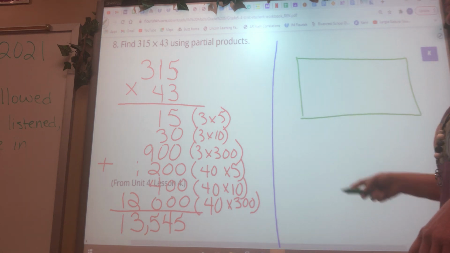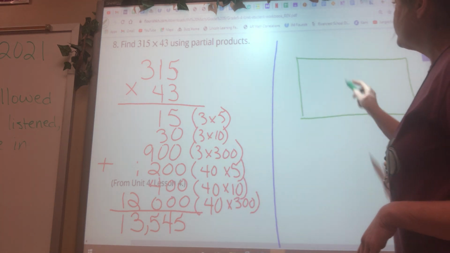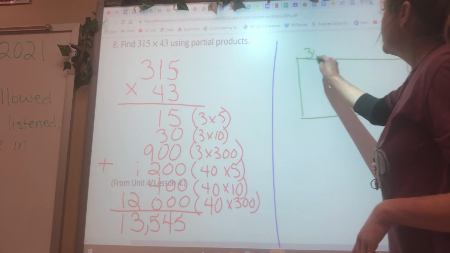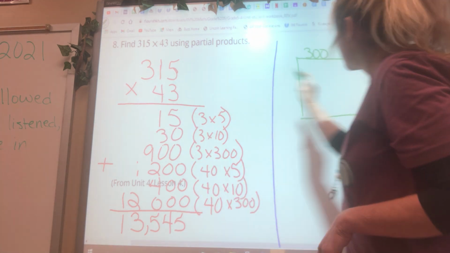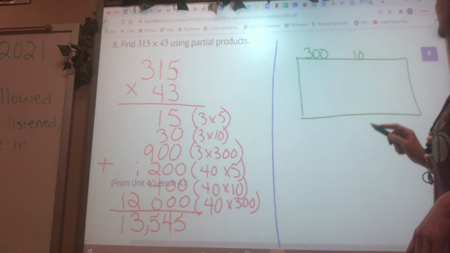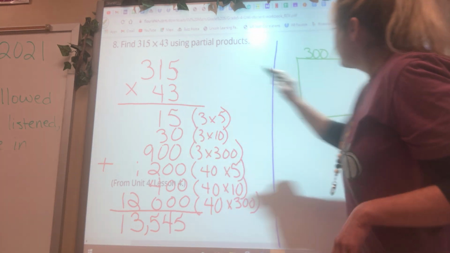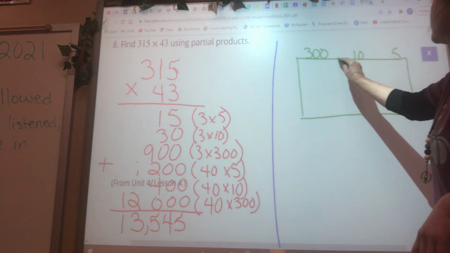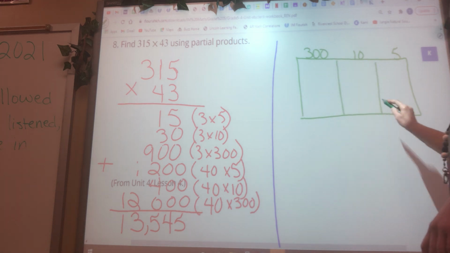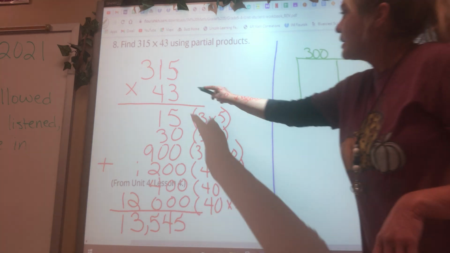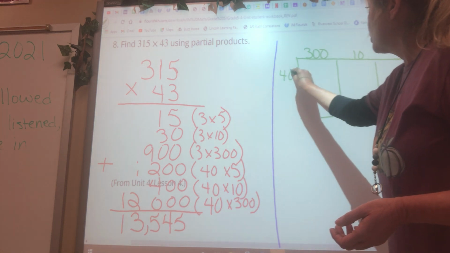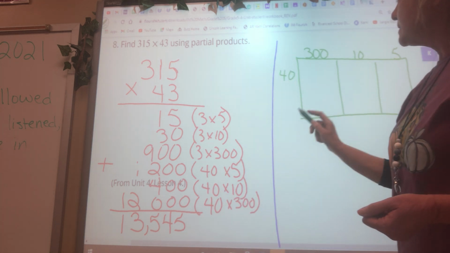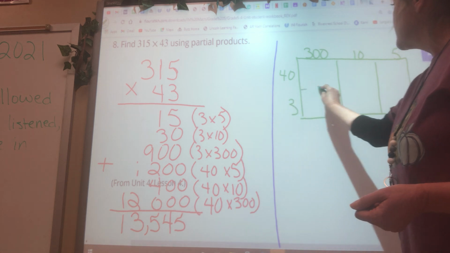Now, we know that there's another partial product method using the decomposing boxes. So if I decomposed the number 315, I would have 300, and then what's in the tens place? Just a 1, so I would have a 10, and then what's in the ones place? A 5. Okay, so I would have the top number decomposed, and then the bottom number. If I decompose the bottom number, I have 40, because that's in the tens place, and 3.